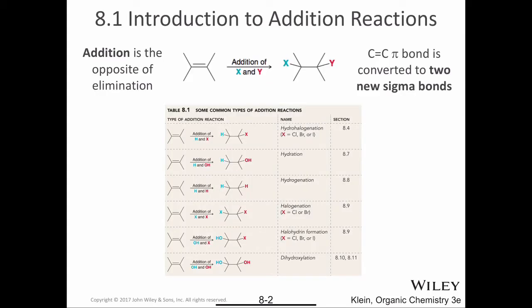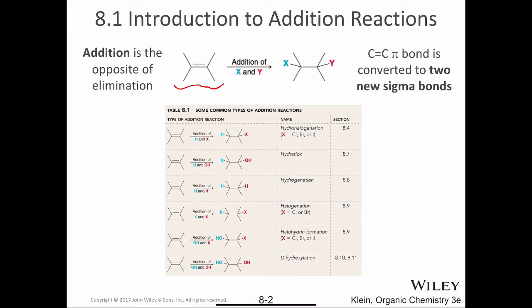So, introduction to addition reactions. It says here that addition is the opposite of elimination. And if you remember, in chapter 7 we spent a lot of time talking about both E2 and E1 reactions. Those were reactions where we eliminated something from a molecule in order to make an alkene. But what we're going to do in chapter 8 is look at a lot of reactions where we take an alkene and use the functional group, that alkene, and add something to it.